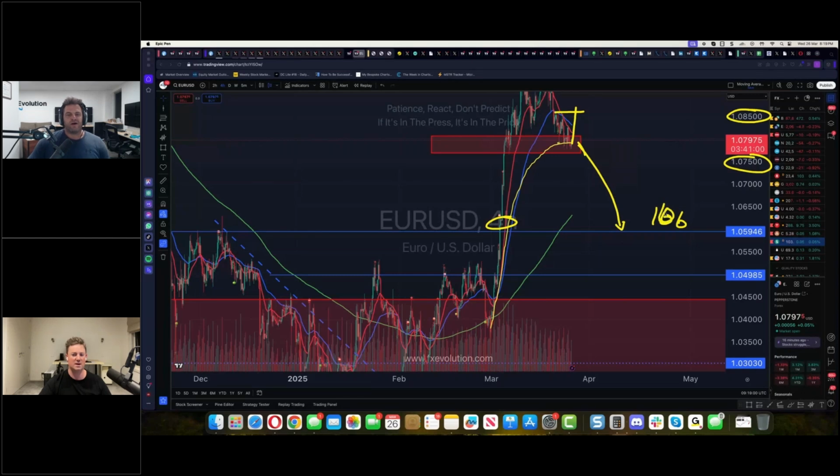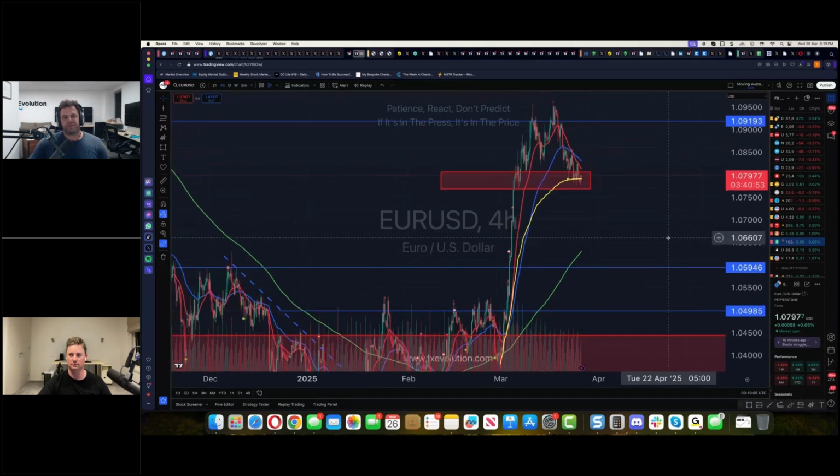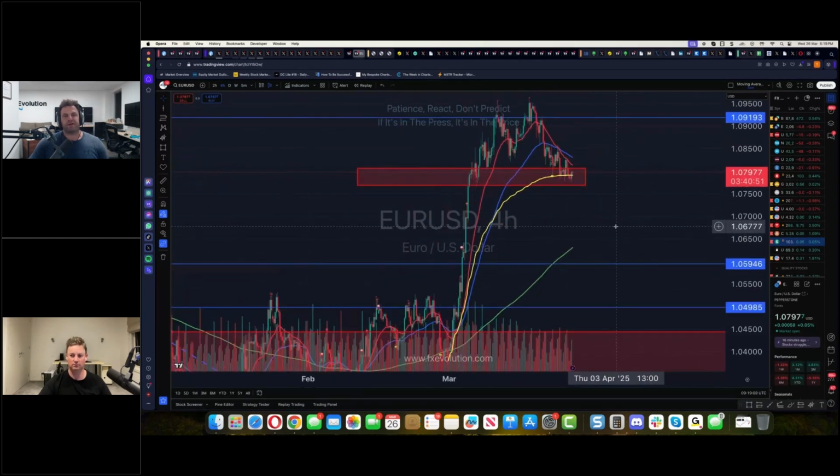Yeah, so a big move, I think, is coming here on the euro. Yes, there's a lot of open space. There's definitely a lot of open space there, and we like to trade with open space. There's no question about that.